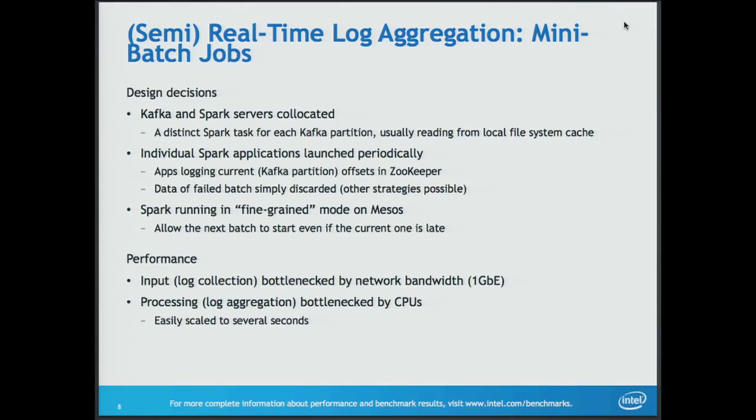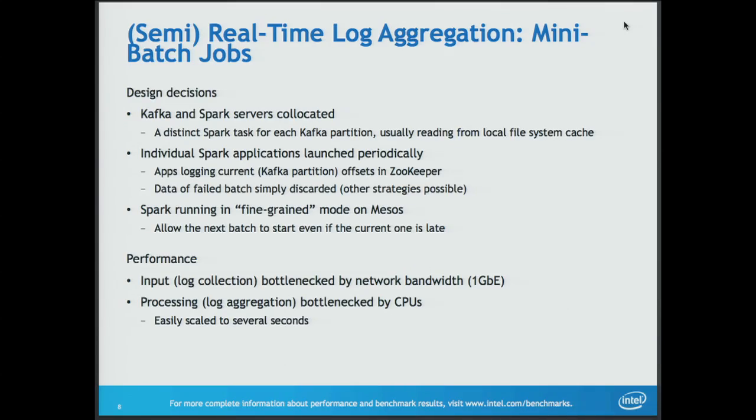And we implemented the application in such a way that at a regular interval, an independent Spark job is launched. The application will first log the current offset of the specific Kafka partition in Zookeeper, and in case a job fails, we just discard that batch of data. There are other ways to do more complex fault tolerance, but this simple scheme works well for our purpose. And the Spark cluster is running in fine-grained mode on Mesos.